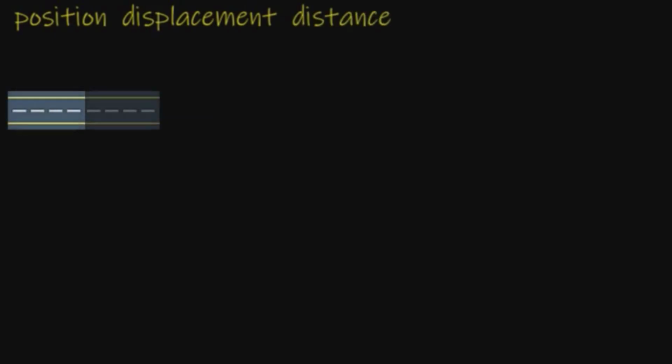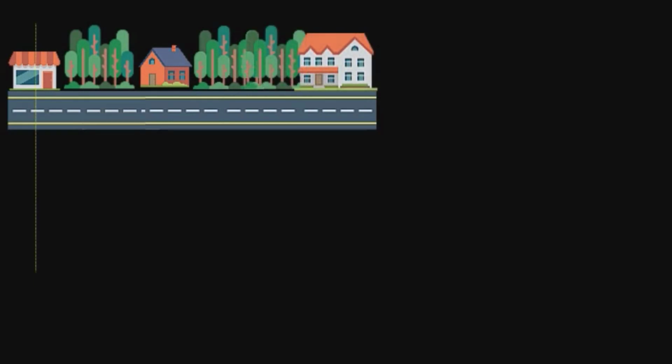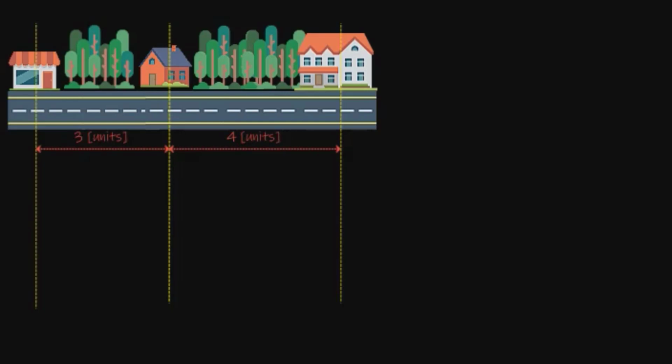Let's start by talking about position, displacement and distance. Here is a lovely neighborhood. There is a shop here. This is your house and your school. Assume that there are 3 units between your house and shop and 4 units between your house and your school. The house is our initial point and we denote it by U. And today you need to go to school as usual. When you reach the school, you positioned yourself at the point of 4 units.